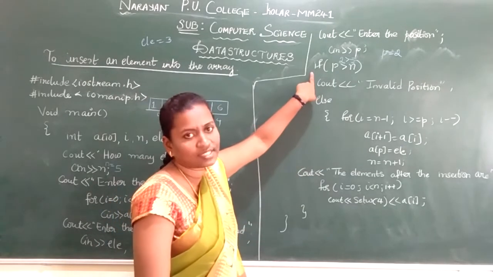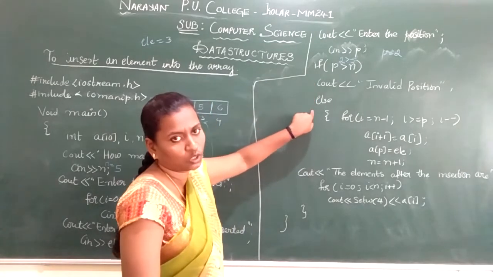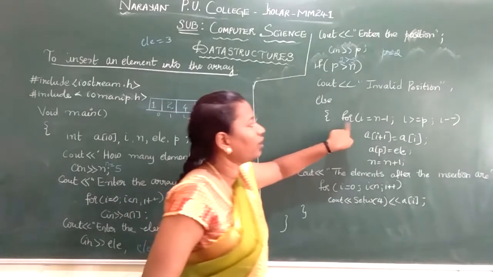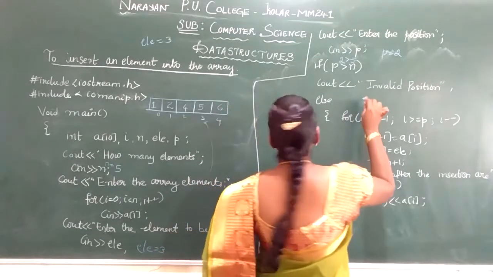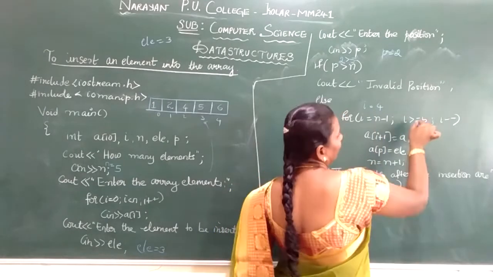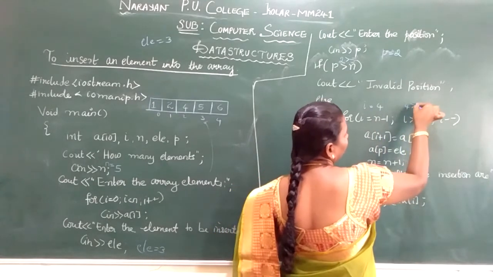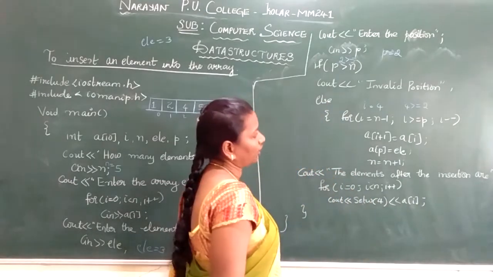Now see, is this condition satisfied? No. 2 is not greater than 5. Condition fails, we will go to the else part. See here we have a for loop. In the for loop, what is the I value? N minus 1. What is the n? 5. 5 minus 1 is 4. So is I greater than or equal to p? 4 is greater than or equal to 2. Obviously 4 is greater than 2.